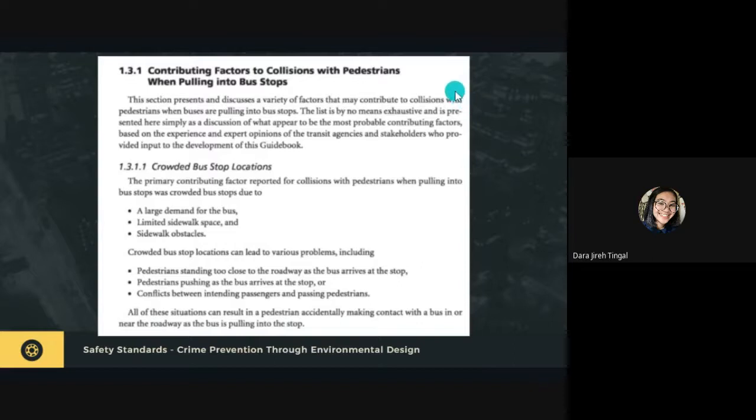The primary contributing factor to reported collisions with pedestrians when buses pull into bus stops was crowded bus stops due to a large demand for the bus, limited sidewalk space, and sidewalk obstacles. Crowded bus stop locations can lead to various problems, including pedestrians standing too close to the roadway as the bus arrives at the stop, pedestrians pushing as the bus arrives, or conflicts between intending passengers and passing pedestrians. All of these situations can result in a pedestrian accidentally making contact with the bus in or near the roadway as the bus is pulling into the stop.